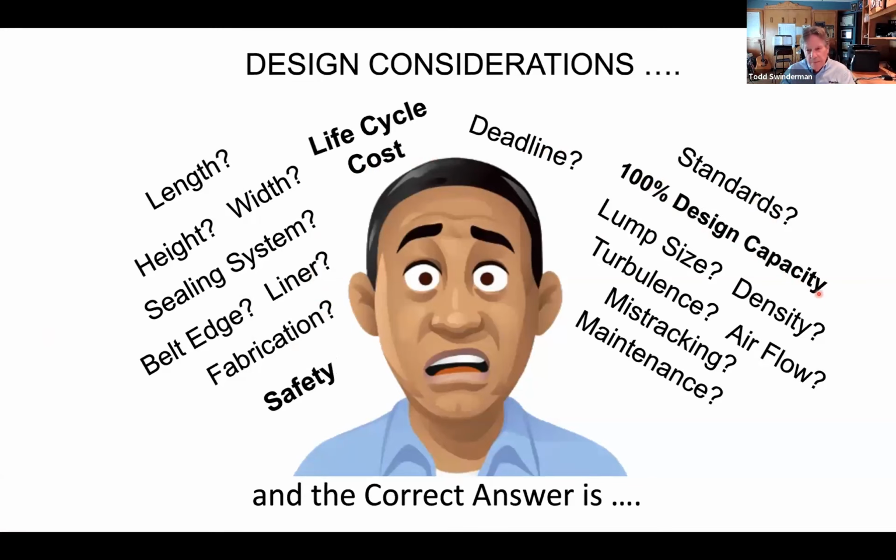The way I look at it, the 3 most important things are: you want to deliver the throughput, how many tons per hour. That's why you purchased the conveyor. That's why you went through all this work, to get that material from point A to point B. You want to do it as safely as possible.